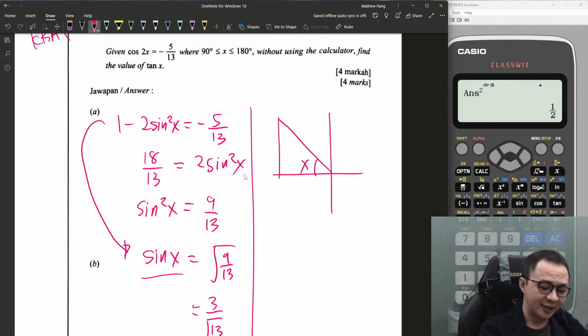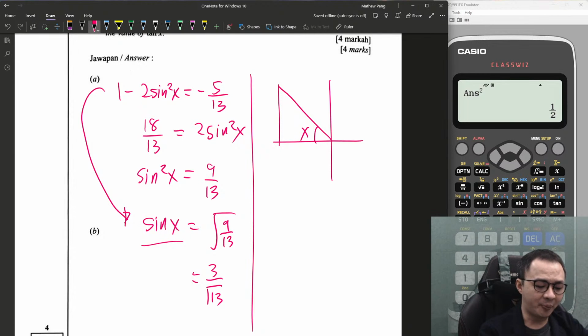So this is my x, right? Sine is basically opposite over hypotenuse. Opposite is 3, hypotenuse is square root 13. So if I want to get the adjacent, it must be negative, because it's before the y-axis. So this one is 13 minus 9, square root 4. Square root 4 is 2.